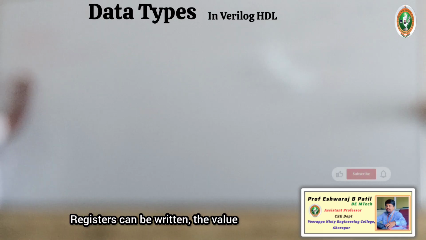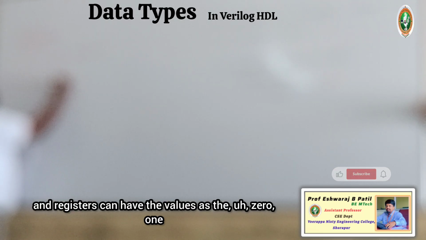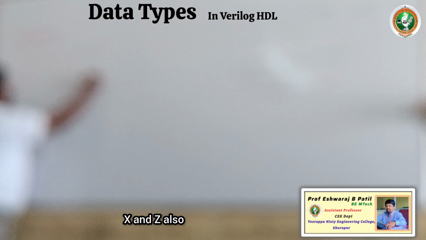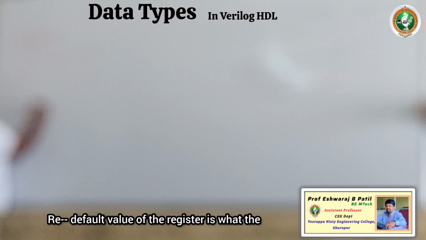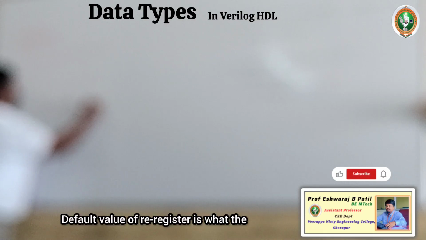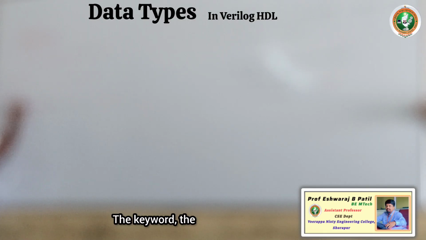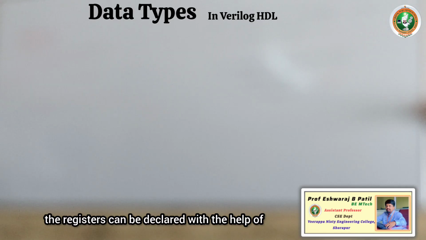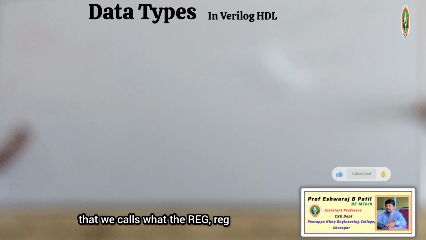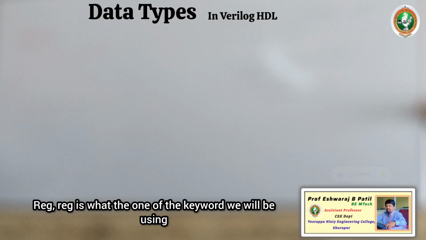Registers can retain the value, and registers can have the values 0, 1, x and z also. The default value of the register is z. Registers can be declared with the help of one keyword that we call reg.